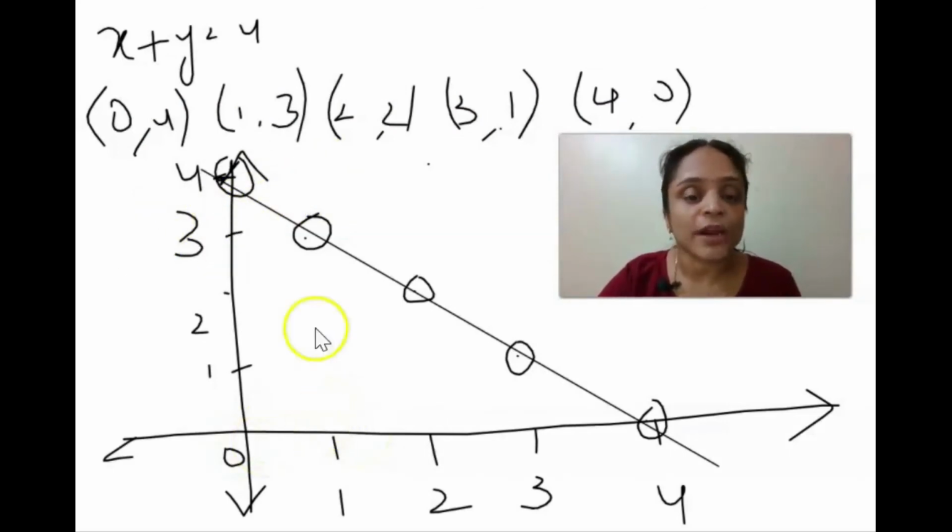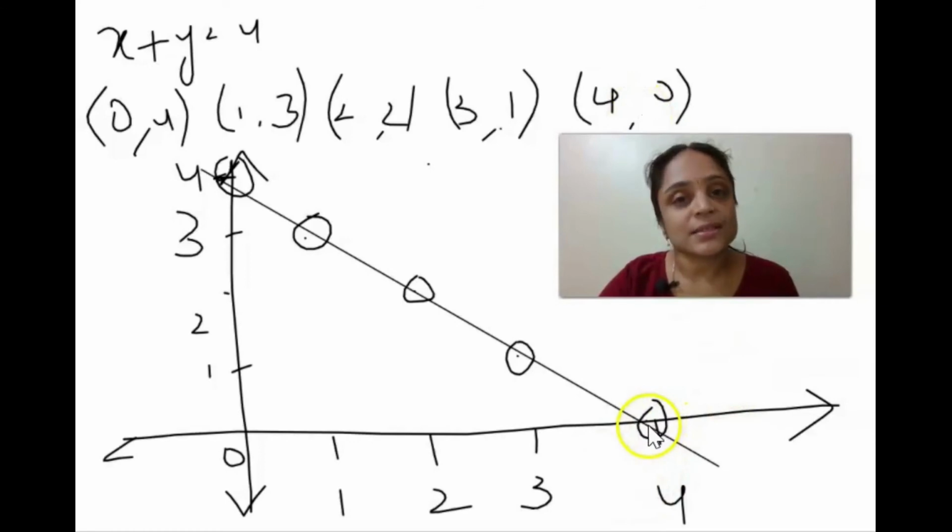So 0, 4, x coordinate 0, y coordinate 4. Then 1, 3, x coordinate 1, y coordinate 3. So this is the point. Then 2, 2. This is the point 2 and 2. X coordinate 2, y coordinate 2. So this is the point. Then 3, 1. X coordinate 3, y coordinate 1. So this is the point. Then 4, 0. X coordinate is 4 and y coordinate is 0. So this is the point.